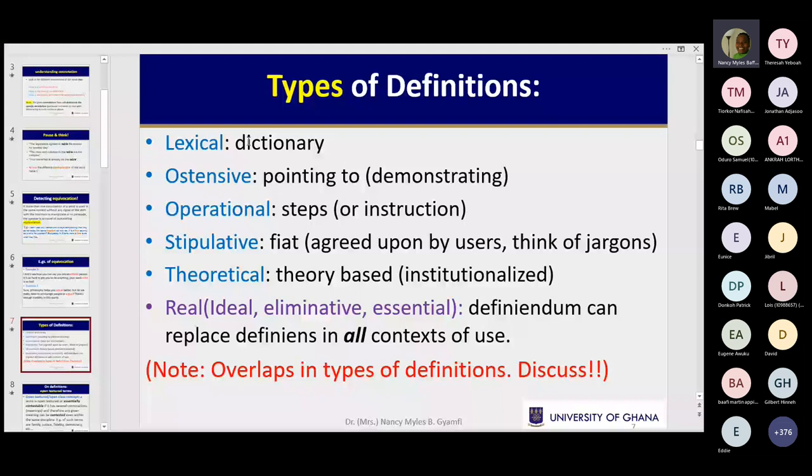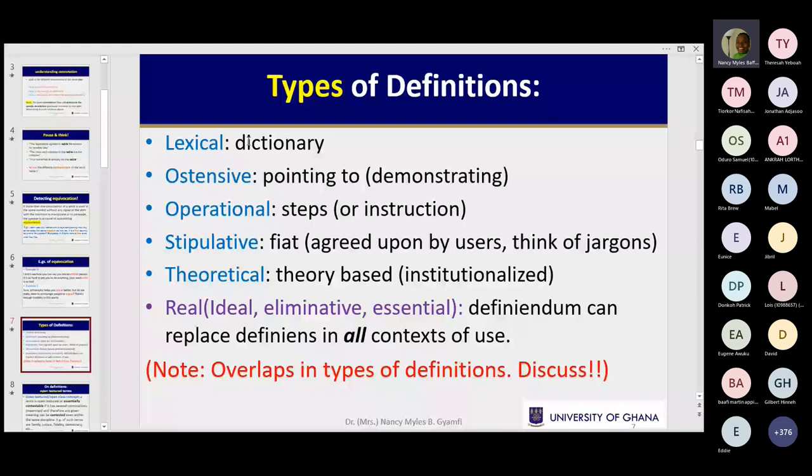Don't do any designer reading. No, it's straightforward. Meanings that we get from the dictionary, from the lexicon. Dictionary is lexicon, eh? That is what we call lexical definition. Finished. Sometimes when we don't know a word, we don't look it up in the dictionary.